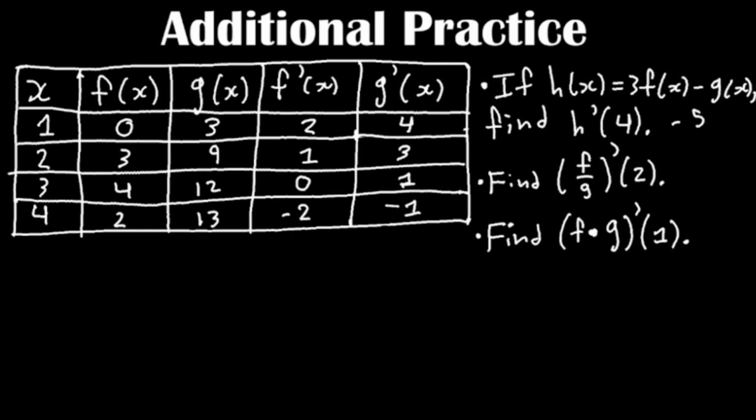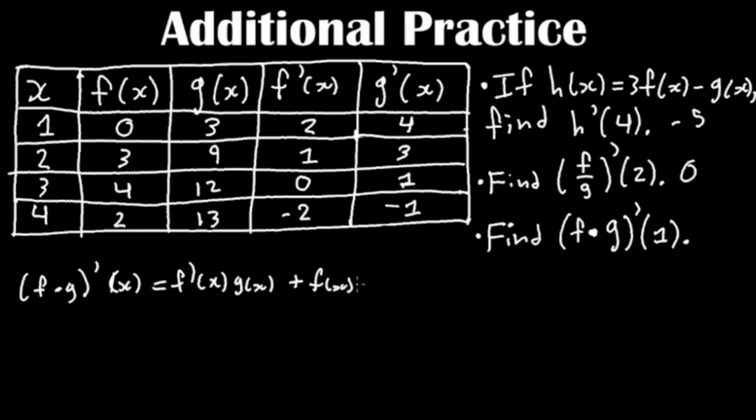All right, so one last part. Let me write this. 0. So the derivative of f times g evaluated at 1. So let's first write out our derivative for f times g of x, or f of x times g of x. So this is going to be f prime of x g of x plus f of x g prime of x. You know, it kind of gets easier to say as you keep using it, or easier to remember, I should say.